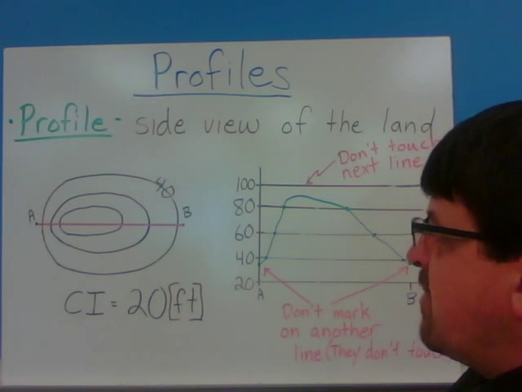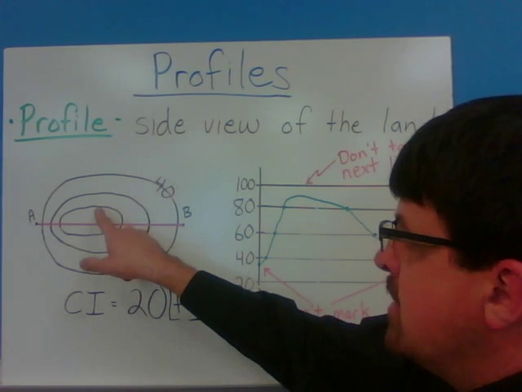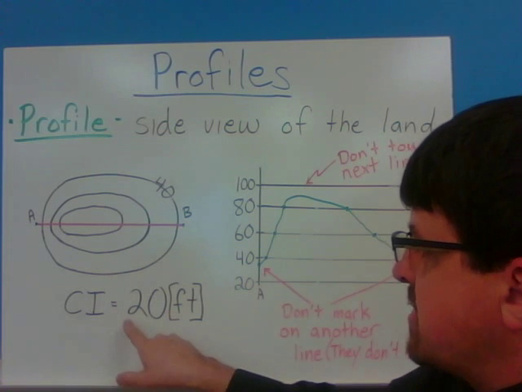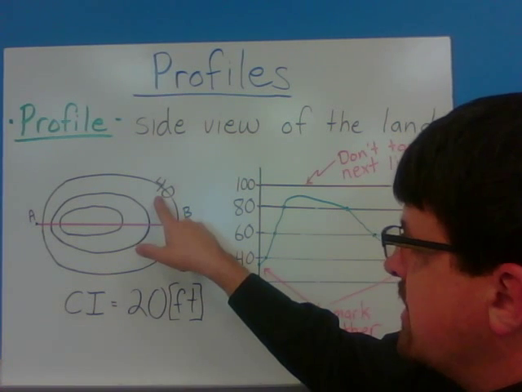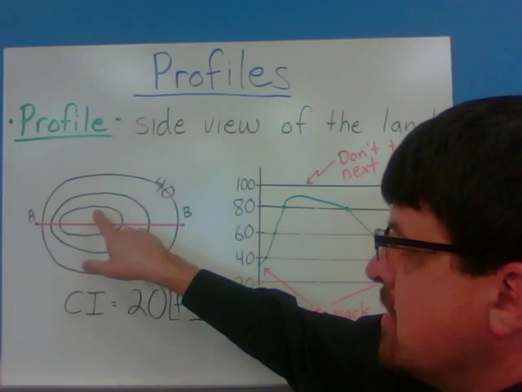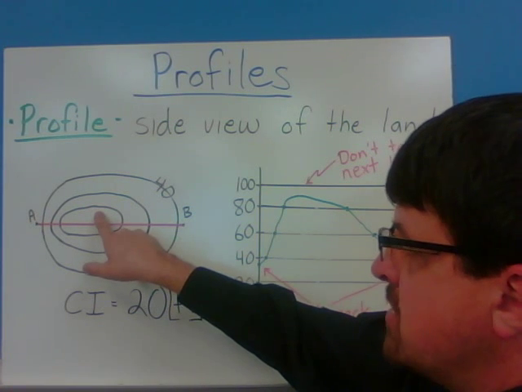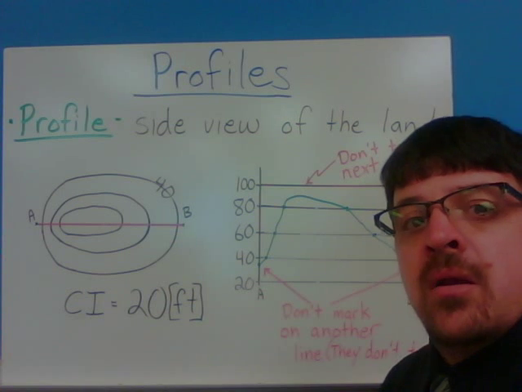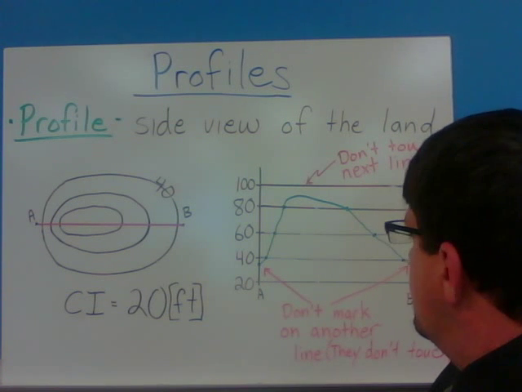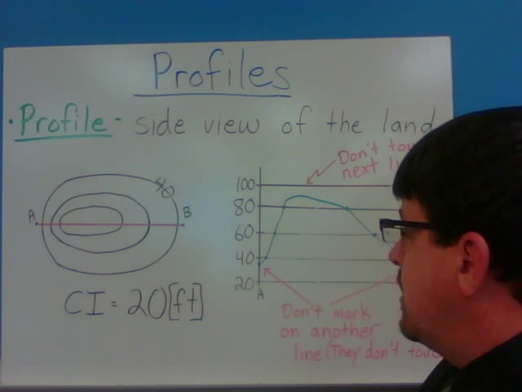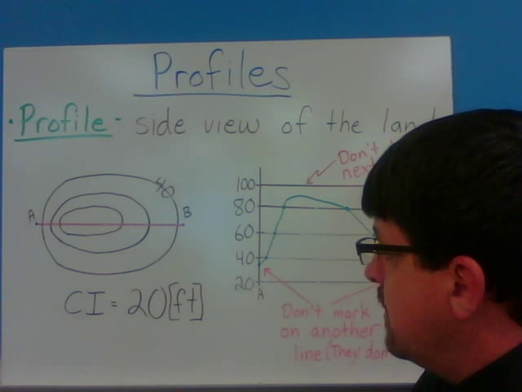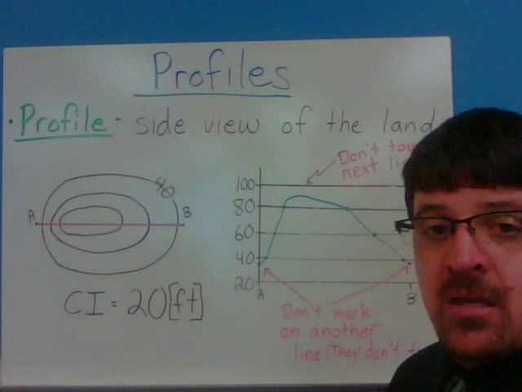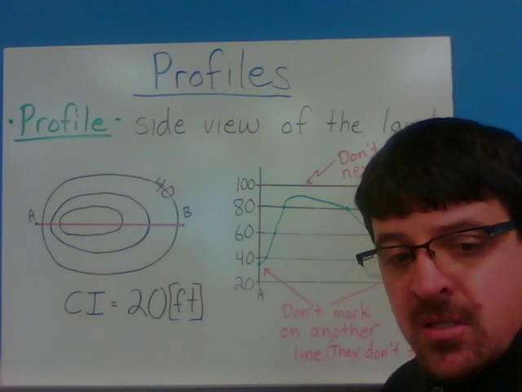Now, like I said before, I didn't label these, but I wanted you guys to be able to see that if it's a contour interval of 20, okay, that's going to go from 40 to 60 to 80. When you do this, it's great to make sure that you label these lines before you go ahead and do these. Okay? I think that should cover it for today's lesson. But that's a quick lesson on making profiles.